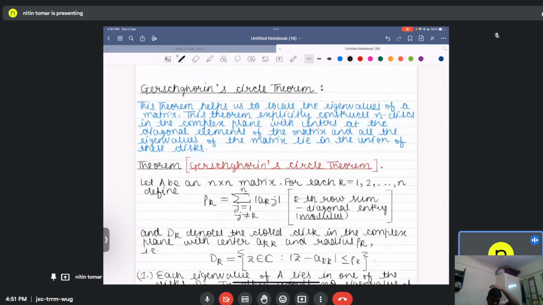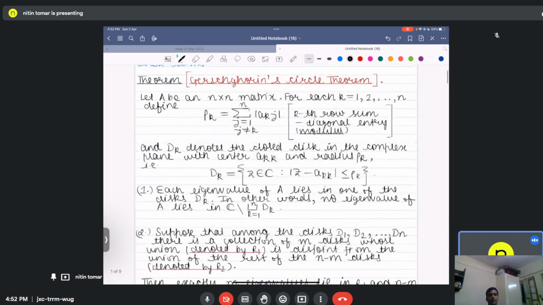Let's see what we have done so far in today's session. We started with Gauss-Gorin circle theorem, and we saw that this theorem actually enables us to localize the eigenvalues of a matrix, and this theorem actually explicitly gives us the number of disks, the region, the disks where all these eigenvalues of a given matrix will be lying. This is precisely what the Gauss-Gorin circle theorem is all about.